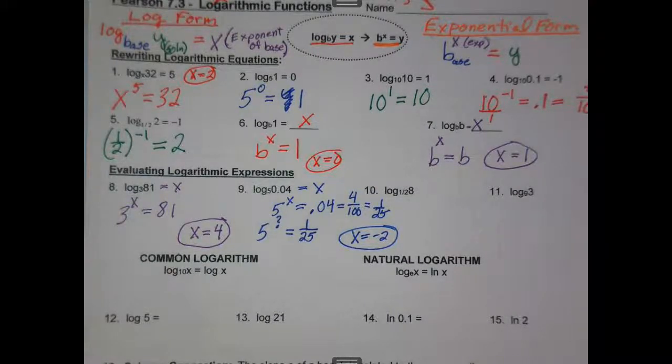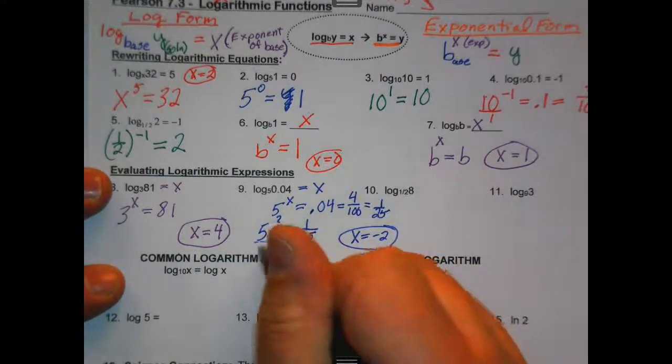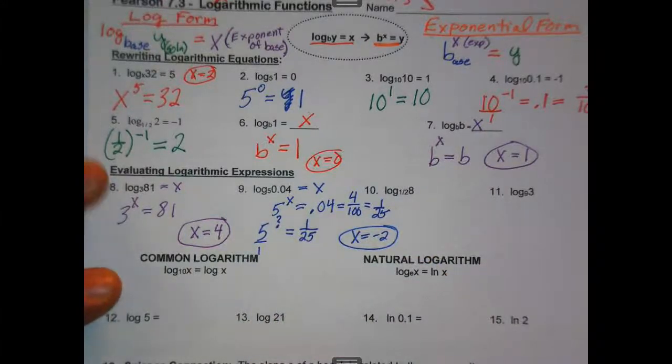Five squared is 25. My 25 is in the denominator. Don't forget, this is over 1. So I have to flip it. And the only way I can make it in the denominator is to put it in as a -2.